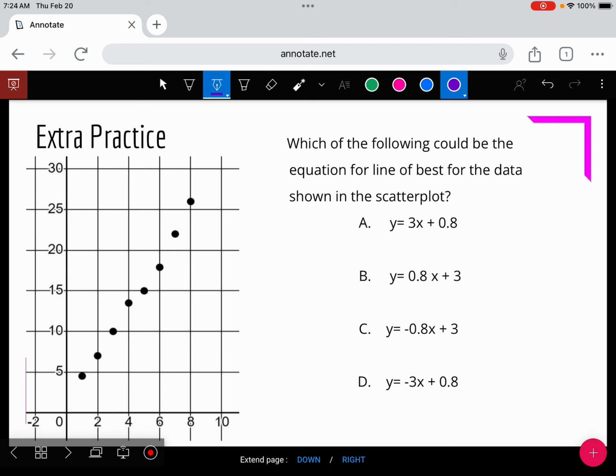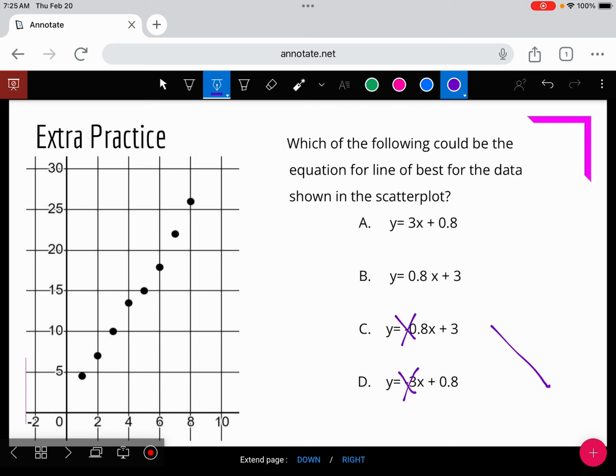Could we eliminate any of these equations for any reason? Because there's 4 options and 4 is a lot. We can probably get rid of C and D because they're negative. What would a negative slope line look like? A negative slope line goes this way. Is our line of best fit going to go that way? No. So because of this negative slope, we know for sure it's not going to be C or D.